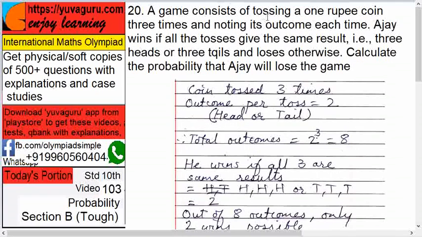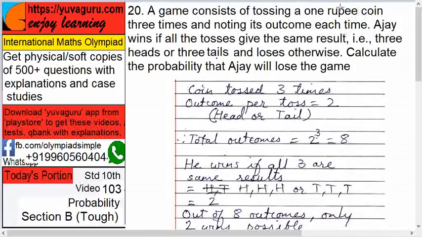Next, a game consists of tossing a 1 rupee coin 3 times and noting its outcome each time. Ajay wins all the tosses if all the tosses give the same result, that is 3 heads or 3 tails, and loses otherwise. Calculate the probability that Ajay will lose the game.